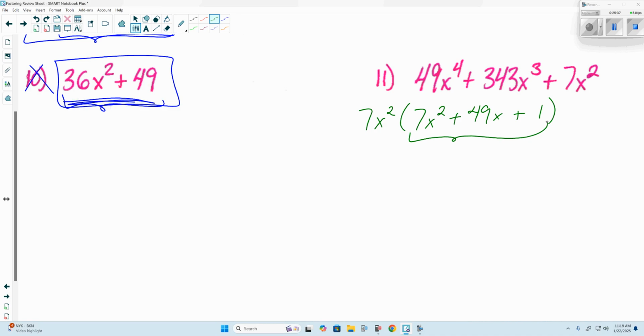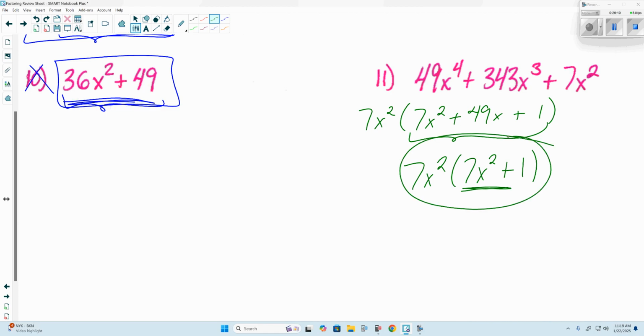So if there's going to be one like 11, what's going to end up being left would be like 7x squared times this here. So for the ones that do have a greatest common factor only, what's inside the parentheses is just two terms. We can check for difference of two cubes or difference of perfect squares. It's not a difference because it has to be minus. There is no sum of two squares. Also, 7 is not a perfect square or perfect cube. That would be as far as it would go. Does that make sense?